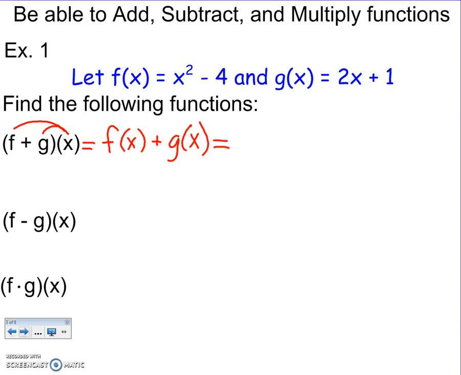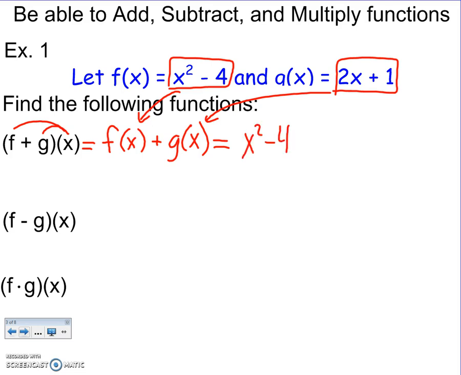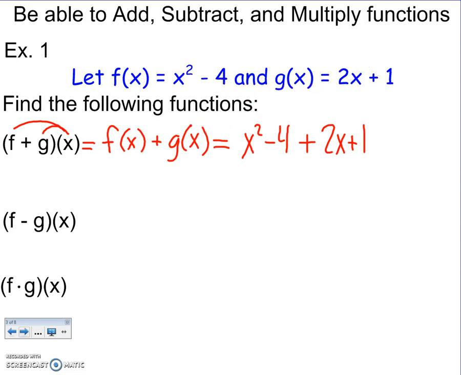F of x right here goes in for f of x, and g of x right here goes in for g of x. So the problem now becomes x squared minus 4 plus 2x plus 1. Now I have to combine like terms. That's all I really have to do.